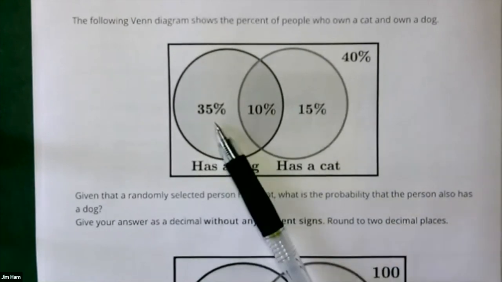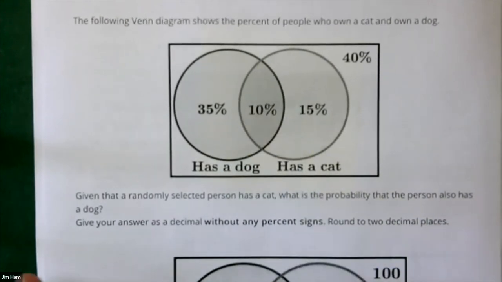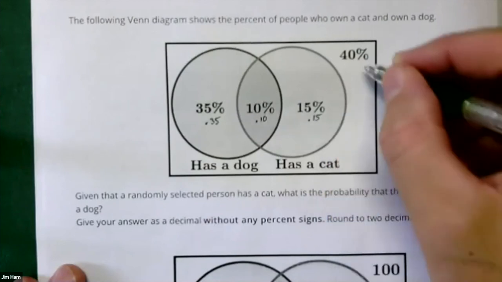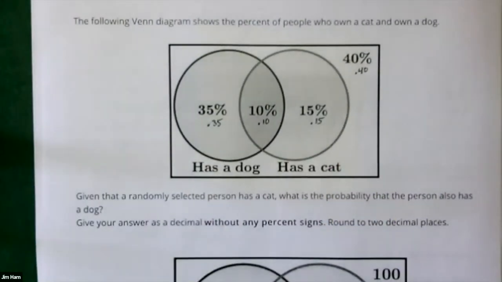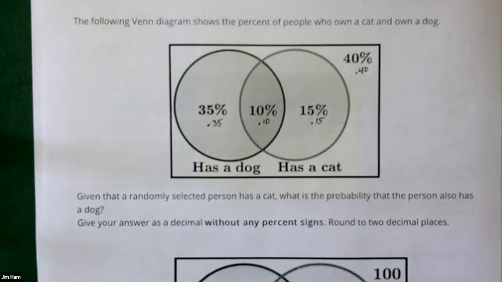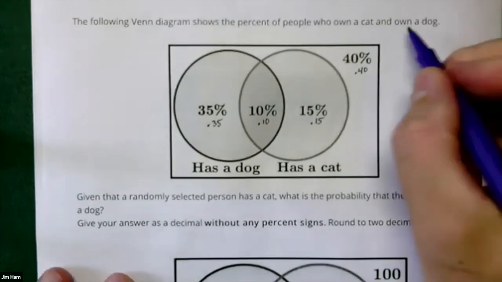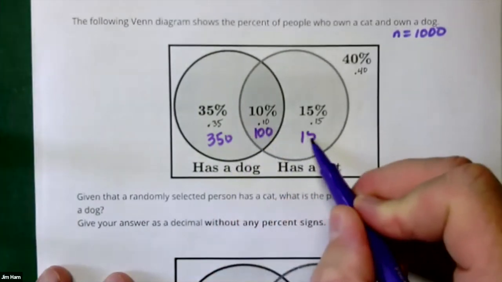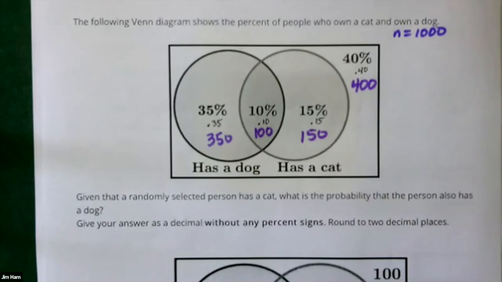Okay, so let's look at this. They put percentages, but remember, percentages are very similar to decimals and probabilities. So you just as easily could use decimals here, probability values, instead of percentages. And you can use raw numbers if you knew how many were in your sample. If there were 1,000 in the group total, then you could put 350, 100, 150, and 400. So it really doesn't matter the form of the numbers inside the Venn diagrams when you're calculating probabilities. It's just that they all have to be the same unit, either raw numbers, percentages, or probabilities.